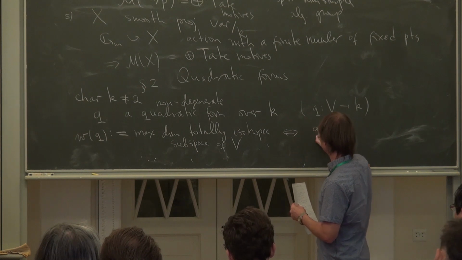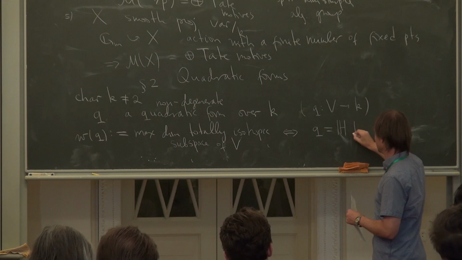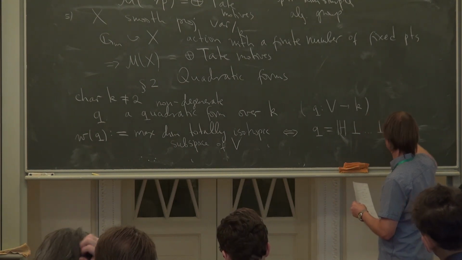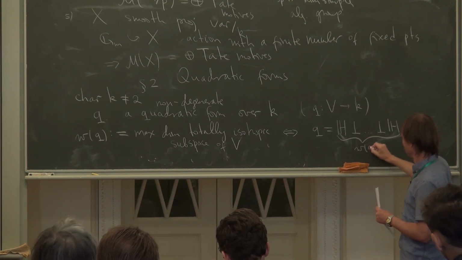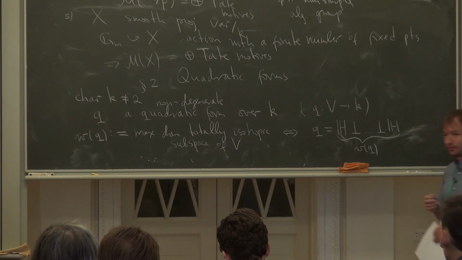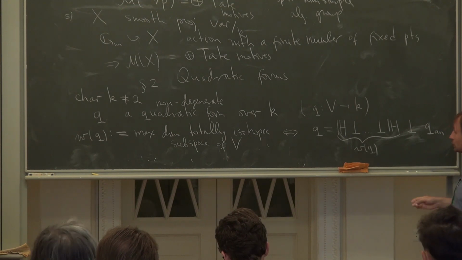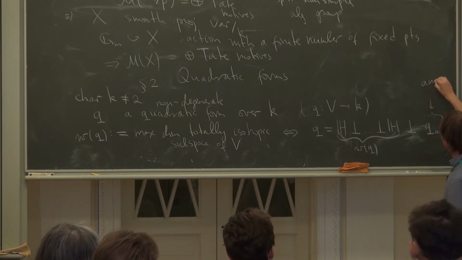So we can write Q as follows. We can split off some number of hyperbolic planes, namely as many pieces as the width index of Q is, plus what is called the anisotropic part of Q. So this is some anisotropic quadratic form.